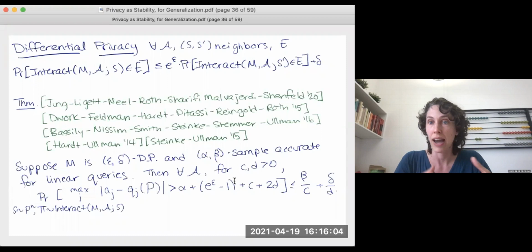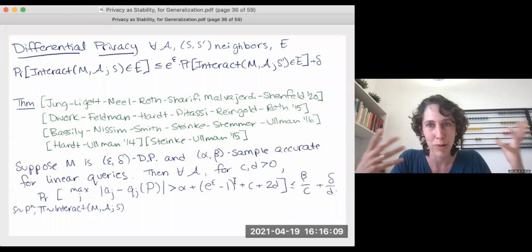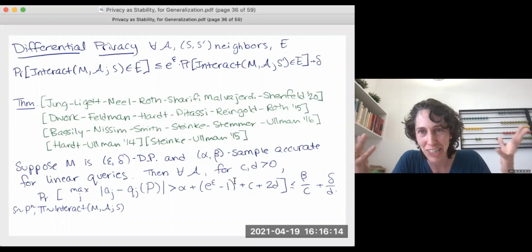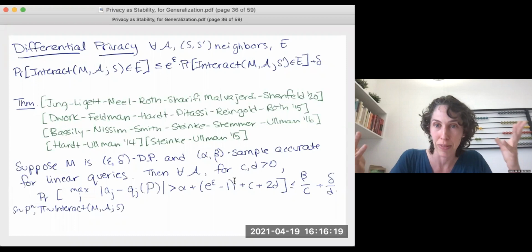On the one hand, that's super disappointing. Before accuracy came into the room, we were getting exponentially many queries. Then I gave you the bad news that you could throw away your data and get linearly many queries. And now I'm just saying quadratically many. But it turns out this is in some sense tight. So how are we going to get there?